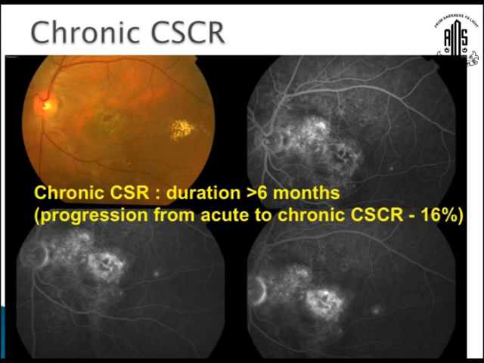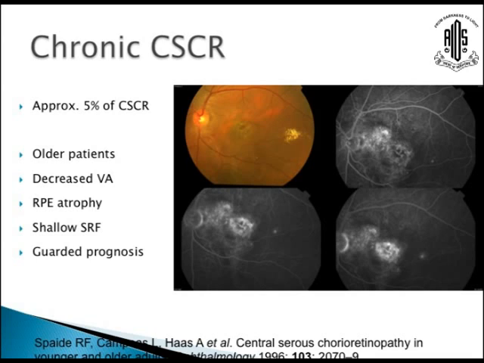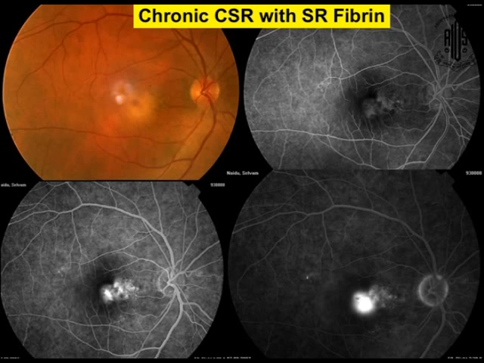And chronic CSR, usually more than 6 months duration, and around 16% of such patients progress from the acute to the chronic phase, where you have RPE degeneration. This chronic CSR constitutes around 5 to 10% of CSCR cases. Older patients, decreased vision, RPE atrophy, and usually shallow SRF. So the vision prognosis is also guarded.